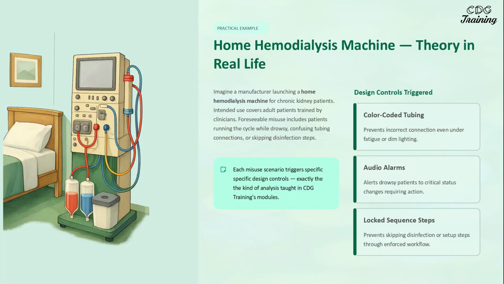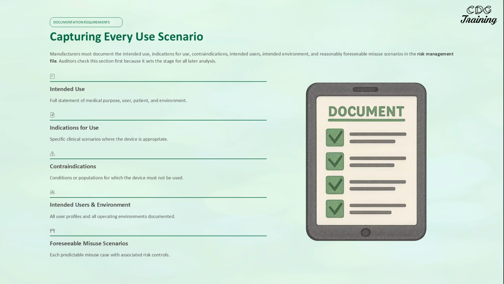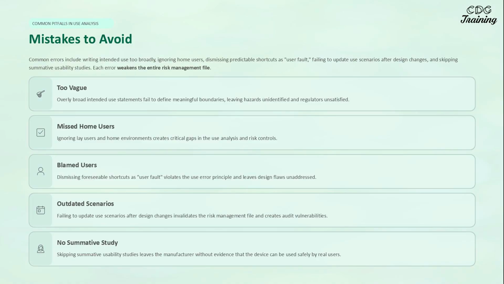Imagine launching a home hemodialysis machine. Each misuse scenario triggers specific design controls, ensuring safety through COG training's methods. Manufacturers must document every use scenario, including intended use, contraindications, and misuse scenarios. This comprehensive documentation is vital for risk management. Common errors include vague statements and ignoring home users. Avoid these pitfalls by ensuring thorough risk management and addressing all potential use scenarios.